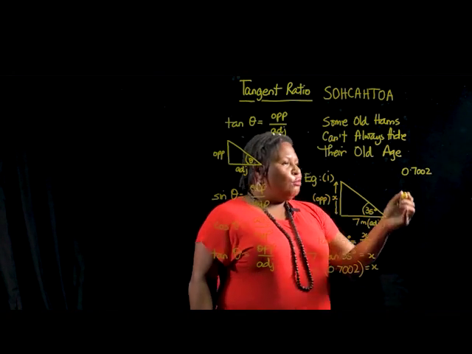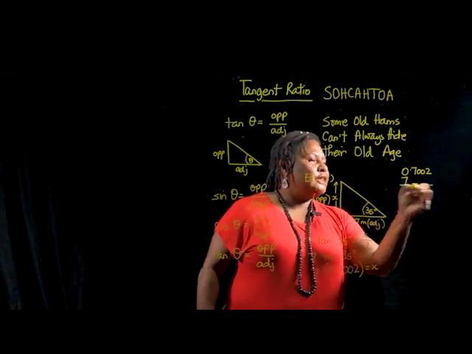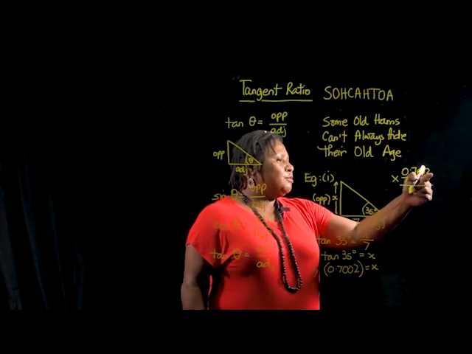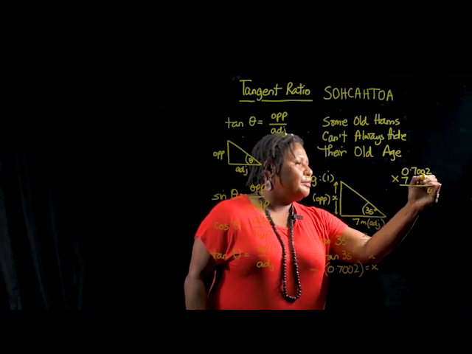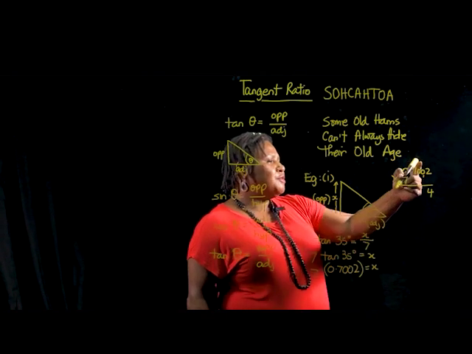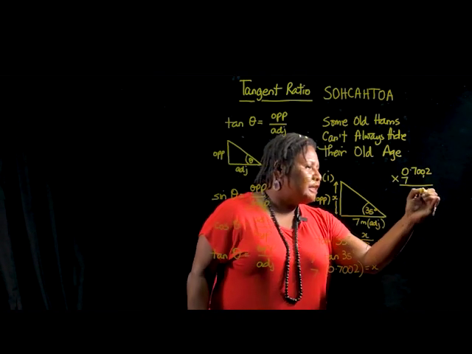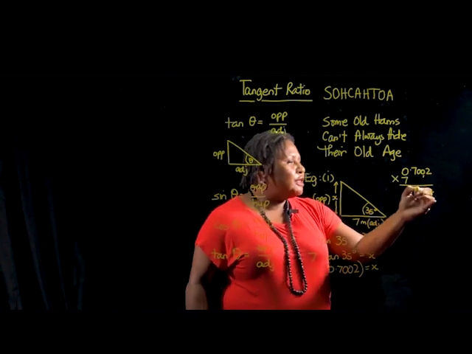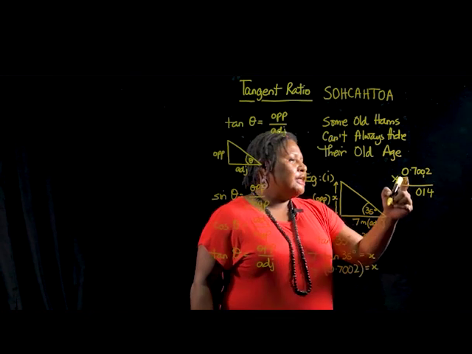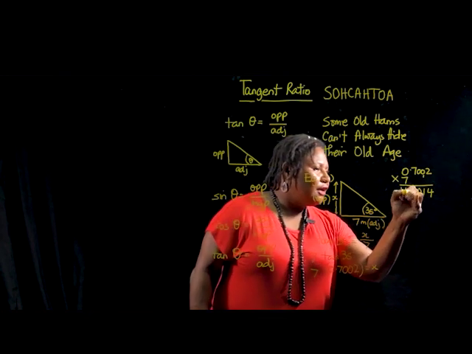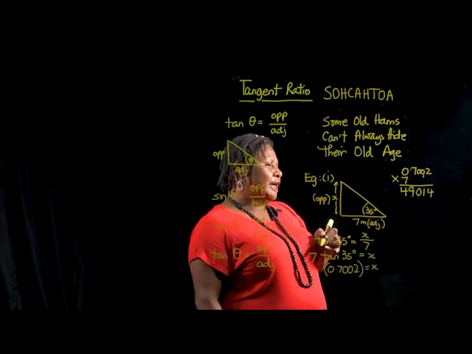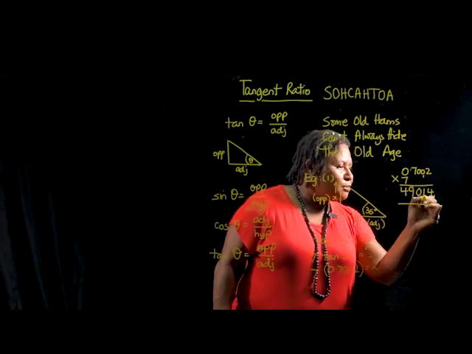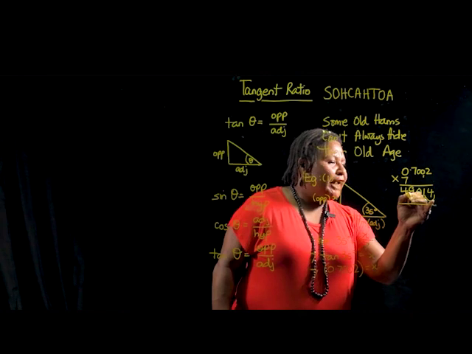0.7002 multiplied by 7. Okay, 7 times 2 is 14. 7 times 0 is 0, plus 1 is 1. 7 times 0 is 0. 7 times 7 is 49. Okay, now we move our decimal point 4 times to the right.